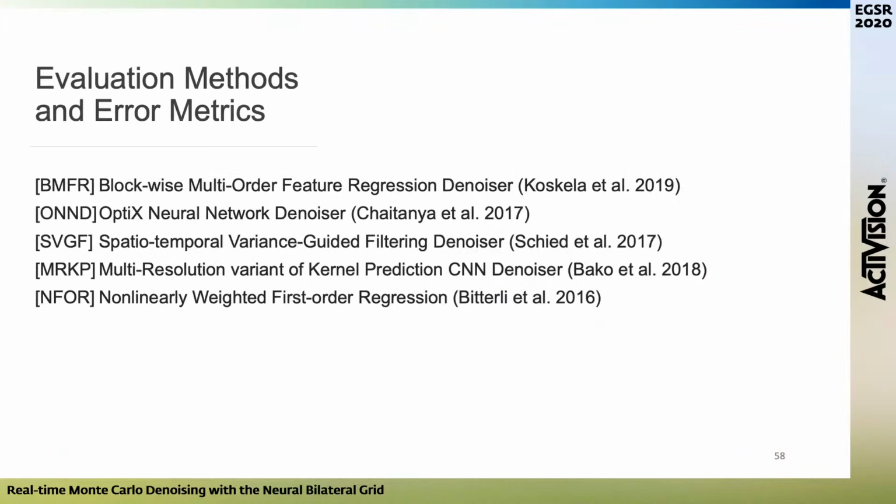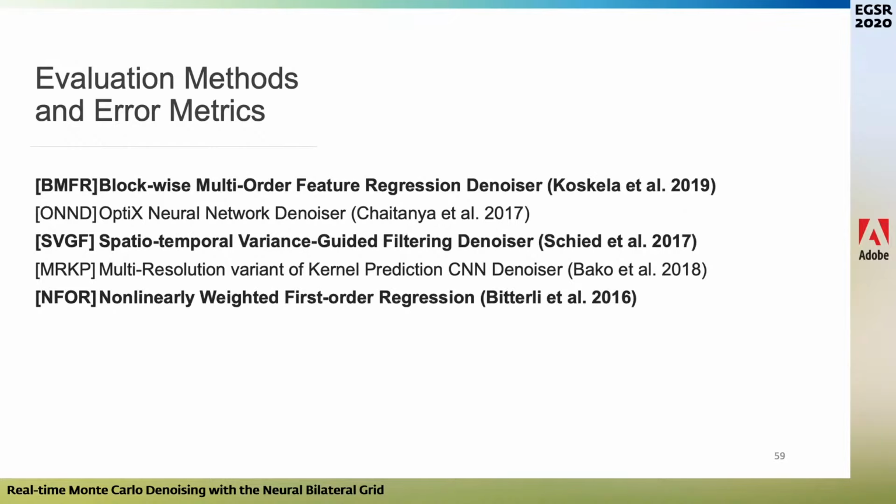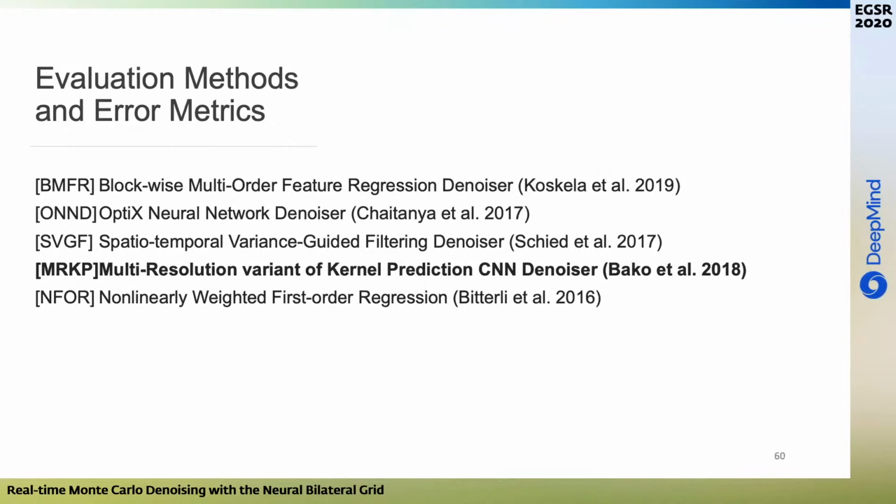Since our approach aims at real-time denoising, we mainly focus on comparisons on existing real-time denoising approaches. We also include a comparison with an offline denoiser, N4. For BMFR, SVGF, and N4, we use the implementations provided by their authors. The original kernel prediction denoiser is designed for offline denoising and requires several seconds to process a single 720p frame.